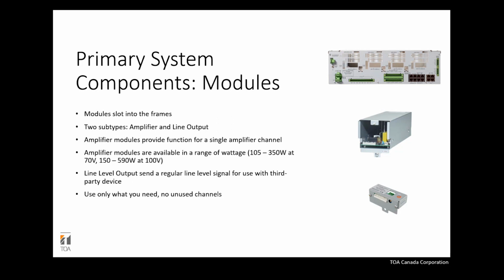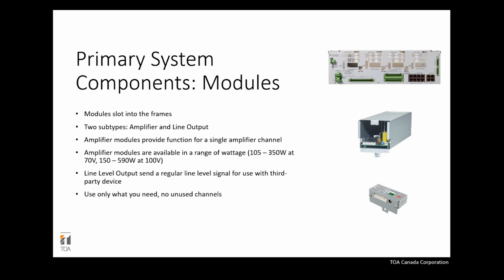As mentioned earlier, there's two types of modules for the VX3000. The first is the amplifier module, and the second is the line output module. The amplifier module is straightforward. It is basically an amplifier in a module form that you can slot into the VX3000 as needed. Up to four modules can be slotted for the 3004 type of frame. And the wattage ranges from 105 to 350 watts at 70 volts. Or if you tap the high voltage system at 100 volts, you can take advantage of 150 watts to 590 watts power output from each module.